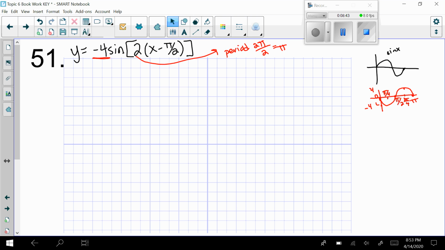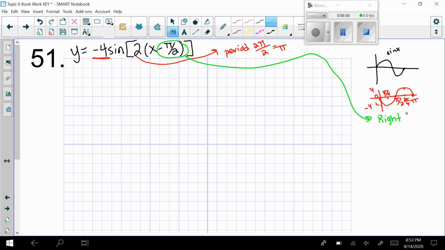Okay, so now we deal with the phase shift. The phase shift, this is the game changer. This is frustrating because it takes some algebra work, but now we're going to shift everybody right pi over 2. So what we're going to do is the same thing as last time. I want you to pause the video and take these 5 key points and add pi over 2 to them. You're shifting it right. So pause the video and see if you can do that yourself.